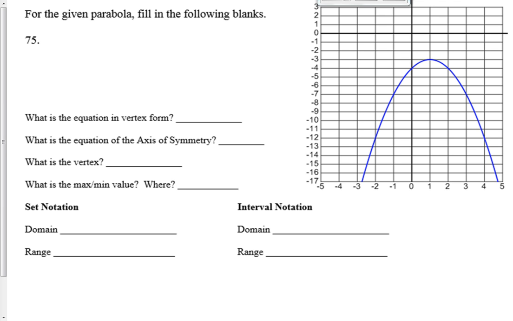Okay, I'm not going to have you write the equation here in vertex form, so you can cross that out. The axis of symmetry is what cuts the parabola in half. So this line right here is the axis of symmetry. It cuts the parabola in half. So that line is x equals 1. x equals 1 is the axis of symmetry. What is the vertex? The vertex is that change of direction point. So it's that point right there. And that point is right 1, down 3. 1, negative 3.